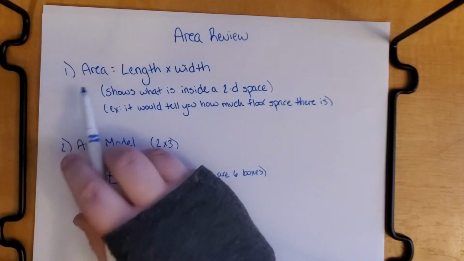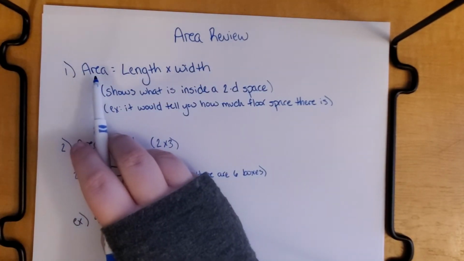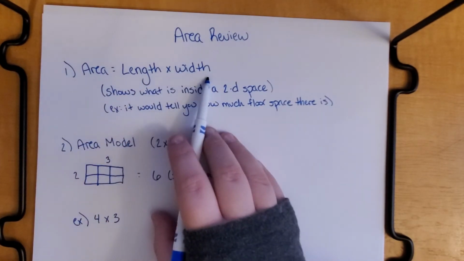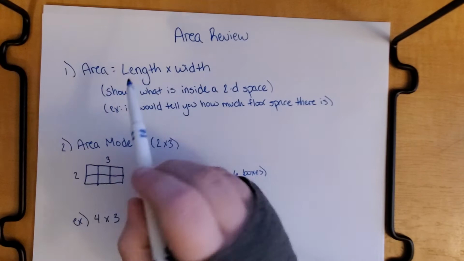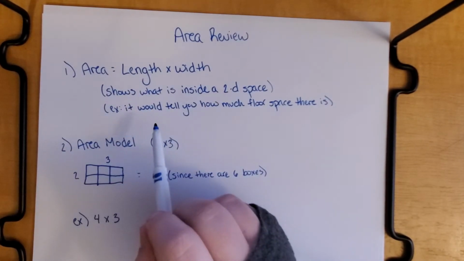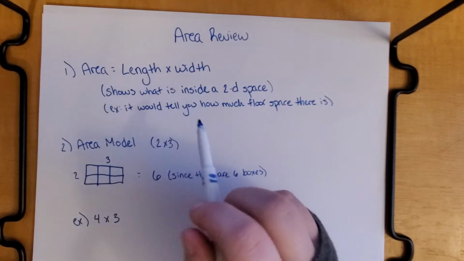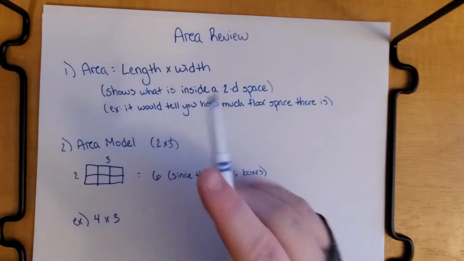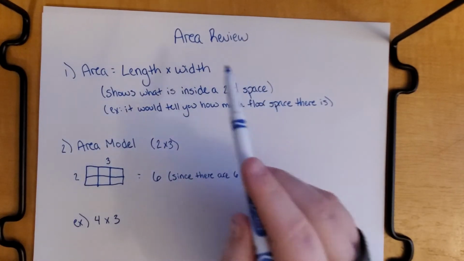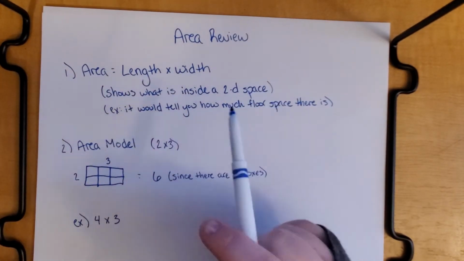Most of you know either from last year or different problems we've done throughout the year that area is solved by finding the length times the width. That's how we do it. What it does is shows you what's inside a 2D space. For example, in our classroom we talk about the walls versus the carpet versus the air in the room. This one would be for how much floor space there is. How much can I actually fit onto a flat surface?